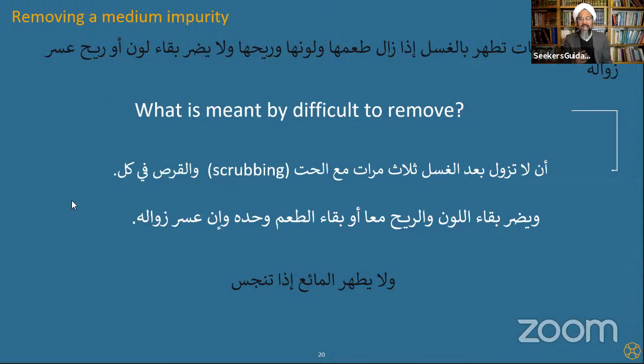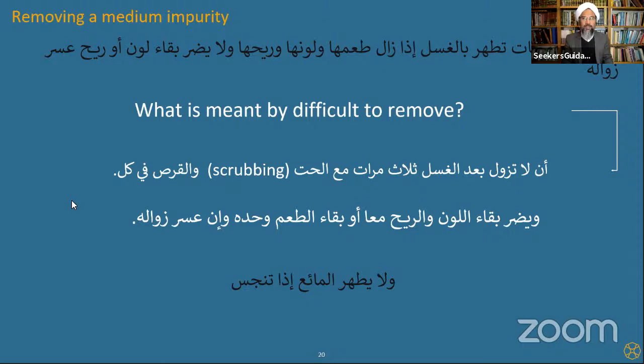Our scholars say it is that it does not disappear after washing three times. When you take something and thrice you attempted to wash it, and in the process of washing you're also rubbing and scrubbing, and despite that the impurities still persist in terms of the color, blood by way of example, or the smell, then that will be overlooked, and Allah subhanahu wa ta'ala knows best.